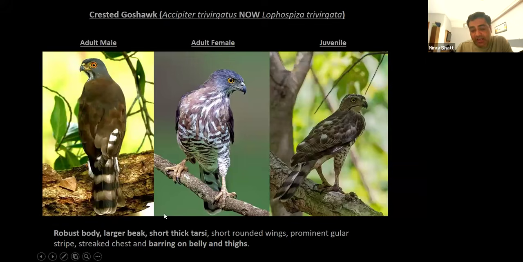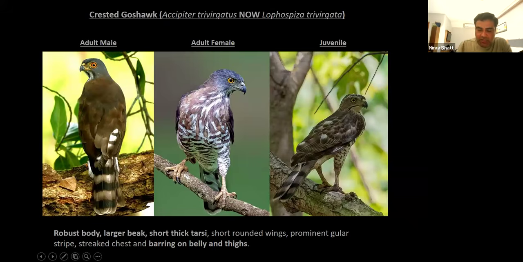Streaked chest. And here the chest, the upper half is streaked and the bottom part is barred. Especially here, the thighs are also barred or spotted in juveniles. So this barring in thighs is unique to the crested goshawks. The thickness of the feet is also very much in comparison to Shikra, Sparrowhawk and the Besra. It has the thickest tarsi of all the four.